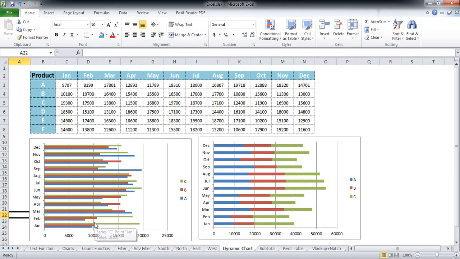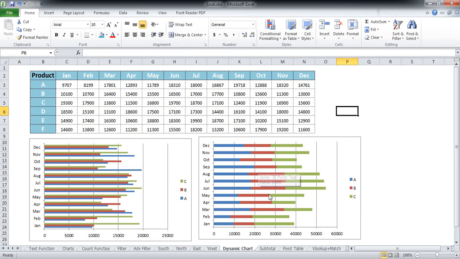So the green bar over here will represent a number of 19,300. A red bar would represent product B and a value of 10,100, and a blue bar would represent a value of 9707. Now this is not the best chart when you want to see the absolute numbers involved in any case.